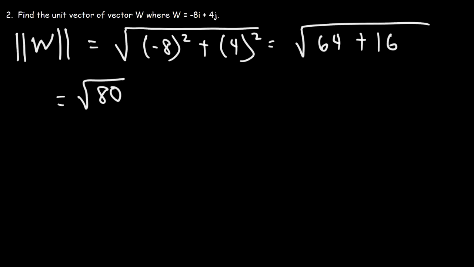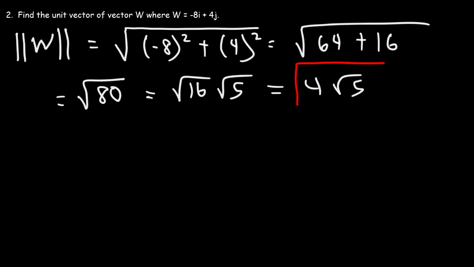Now, 80 is not a perfect square, so we need to simplify the radical. So what two numbers can we break up 80, one of which is a perfect square? The highest perfect square that goes into 80 is 16. If you divide 80 by 16, you get 5. So we can write the square root of 80 as the square root of 16 times the square root of 5. Now the square root of 16 is 4. So now we have the magnitude in its simplified form. It's 4 square root 5.